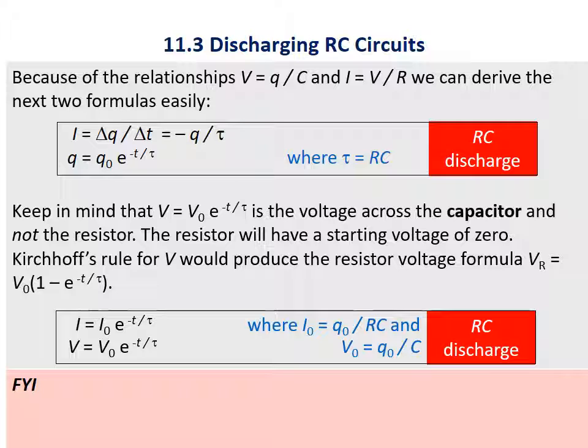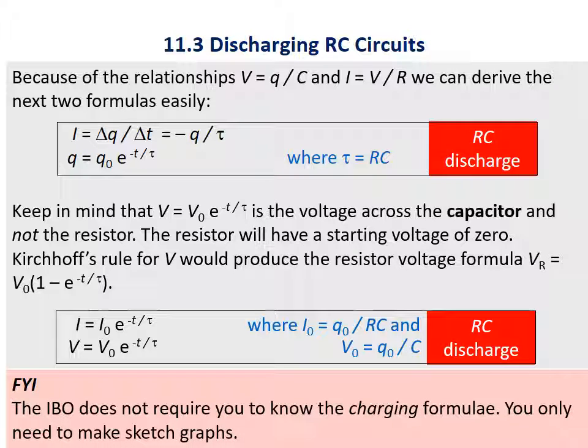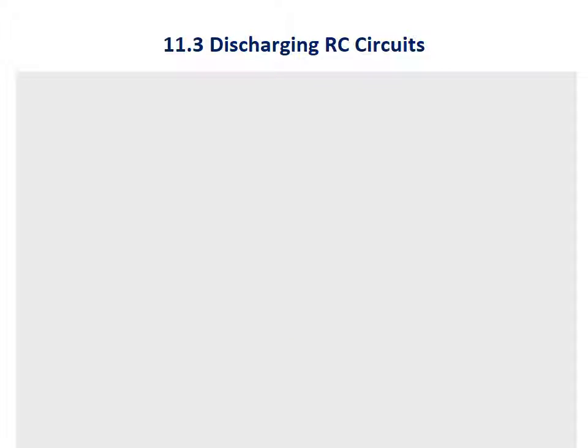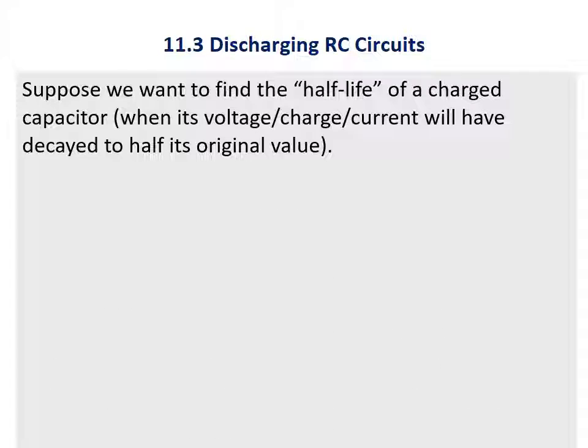Kirchhoff's rule for voltage would produce the resistor voltage formula VR equals V naught times (1 minus e to the negative t over tau). So these equations given in your data booklet are only for the capacitor. And the IB does not require you to know the charging formula. You only need to make sketch graphs for charging. So this equation coming up is not provided in your data booklet, but you might want to record it.